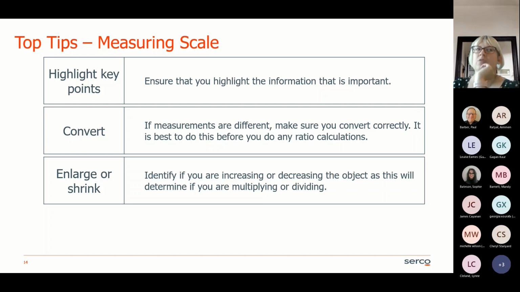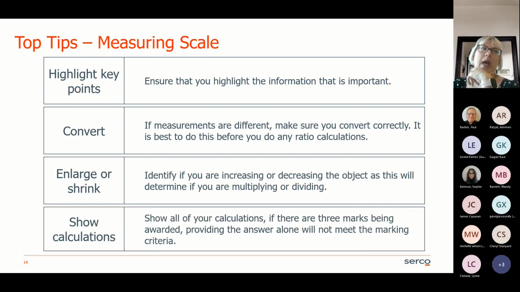Identify if you're increasing or decreasing the object, as this will determine if you're multiplying or dividing, and show your calculations. So if there are 3 marks being awarded, providing the answer alone will not meet the marking criteria. Even as an example then, highlighting is key, so I clearly didn't do that, so I made a mistake. However, I did show all my workings out, and if the process was there, I probably wouldn't have had full marks, but I would have had a mark for the process as well. So you don't necessarily get a mark for the right answer. You need to show your processes.